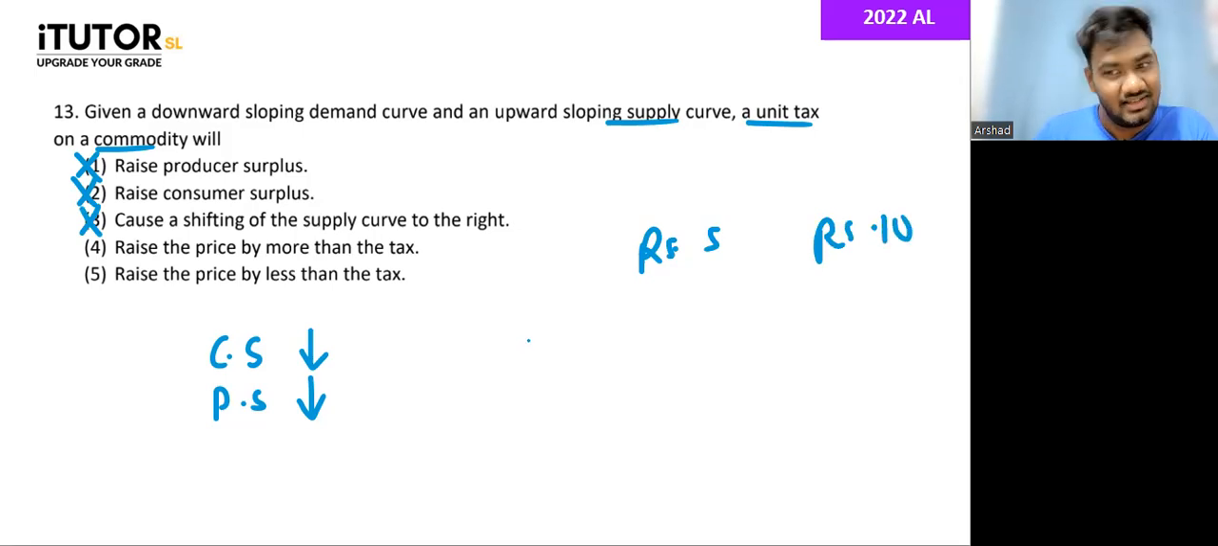What do you think? No, guys. Price has to increase a maximum of the amount of the tax, or less than the tax. It can't increase more than the tax. Doesn't make sense, no? Right? So raise the price more than the tax, wrong. So what is your answer? Raise the price less than the tax. Is that fine, guys? Are you all okay? That's question number 13 in the latest A-level paper.